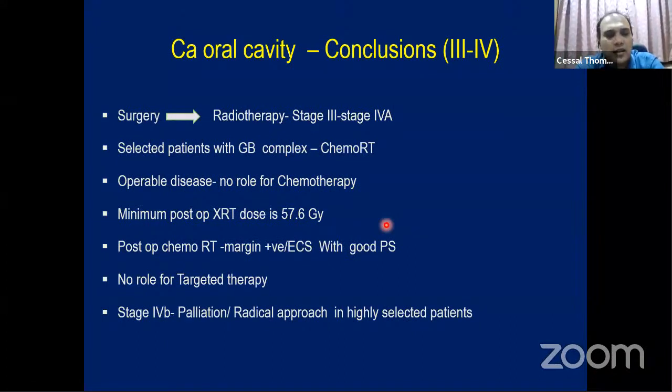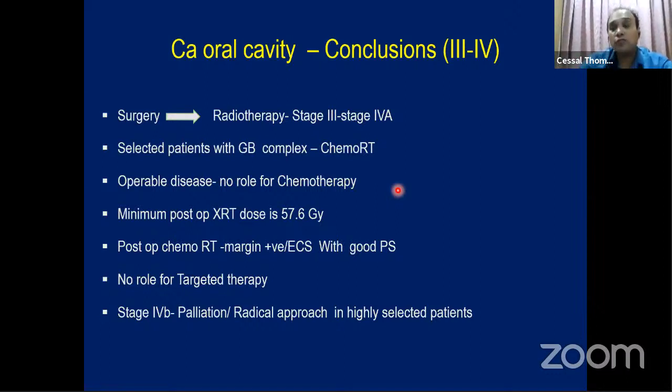Advanced disease in patients who have gingival complex tumors with T3 disease, N1 or N0, or a T1 or a T2 with a node, then you can consider that patient for chemoradiation. Otherwise, majority of the advanced oral cancer tumors, like tongue tumors or patients who have bone involvement, skin involvement, all consider them for a surgery followed by post-op radiation. All of them are planned treatment, and in the operable disease no role for chemotherapy.